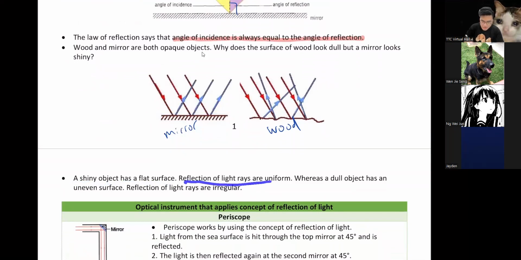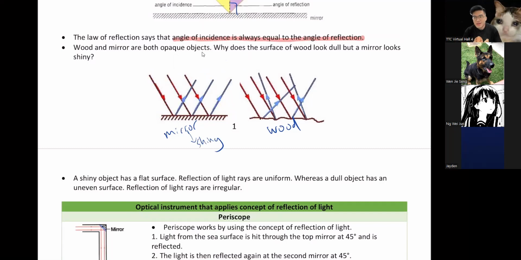Reflection of light rays are uniform. That means, can you see? The light will enter at the same angle, they will exit at the same angle. That means if this is 30 degrees in, 30 degrees out, 30 degrees in, 30 degrees out, 30 degrees in, 30 degrees out. So equally they bounce off. So when light travels in a uniform way, the object will look very shiny. Okay, you see? When they reflect in a very uniform way, they look shiny.